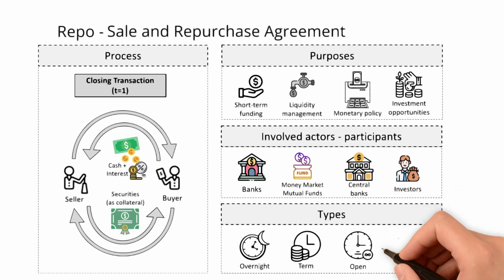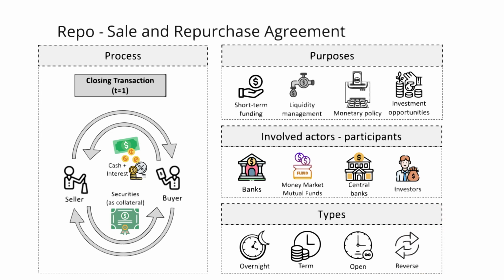Reverse repo. A reverse repo is a transaction where the seller sells securities to the buyer with an agreement to repurchase them at a later date. In this case, the buyer of the securities engages in a repo transaction, while the seller takes the position of the cash lender. Reverse repos are commonly used by central banks to absorb excess liquidity from the market.